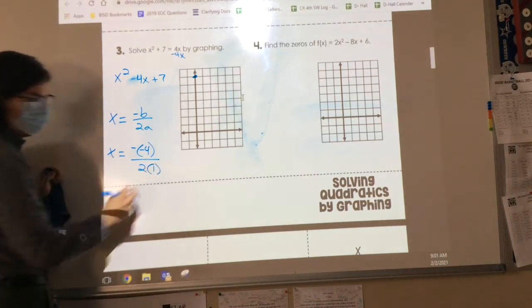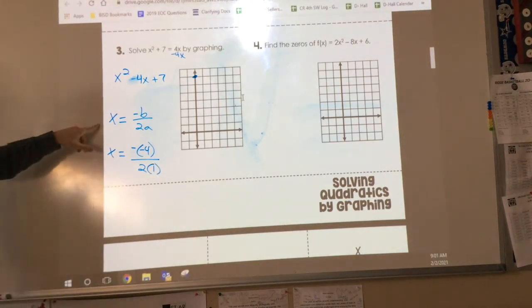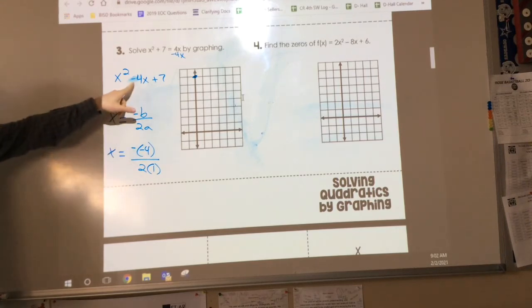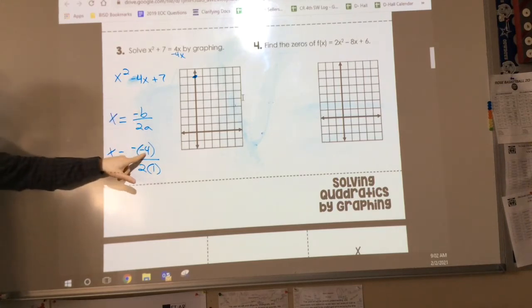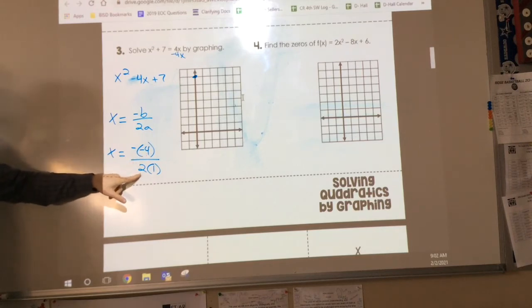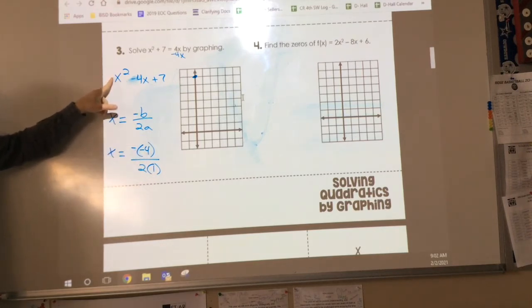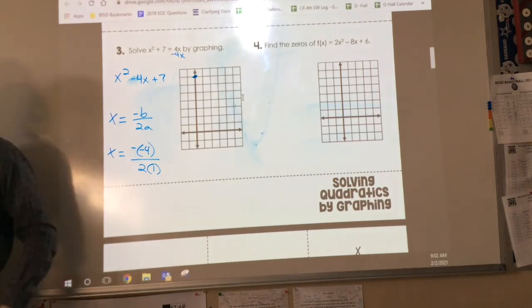Okay, so let me reiterate how I got this information. Here's my formula. X, which is the axis of symmetry, is equal to negative b divided by 2a. I kept my negative. My b was negative 4, so I have negative 4 divided by 2 in the equation, and a, which is equal to 1. We're all okay with that?